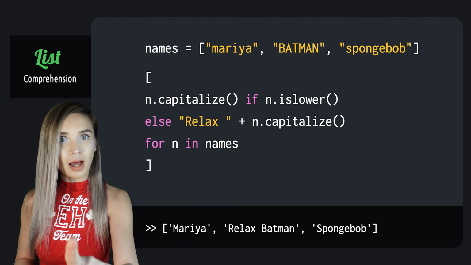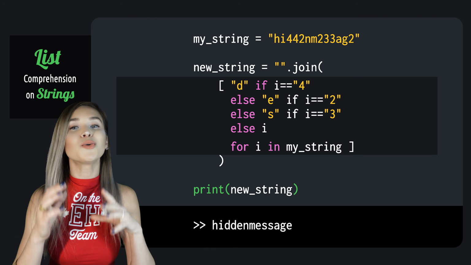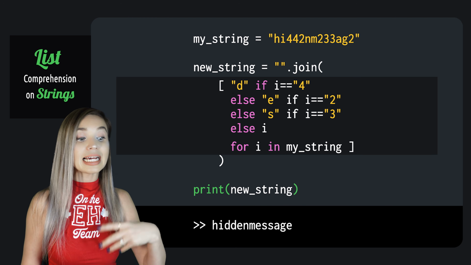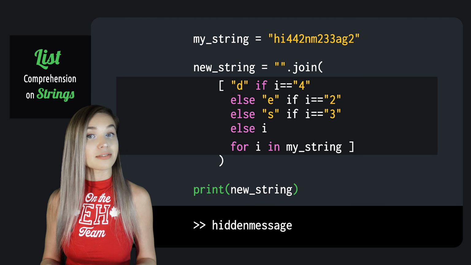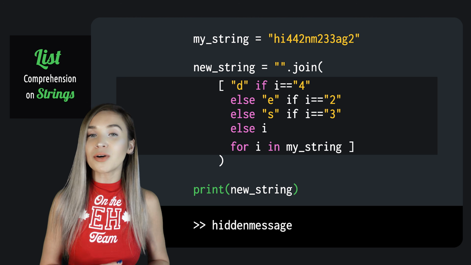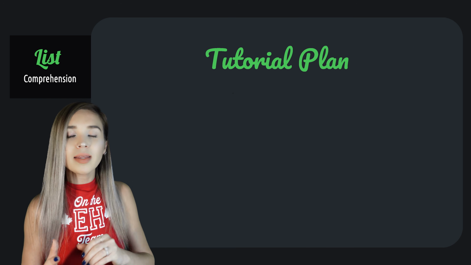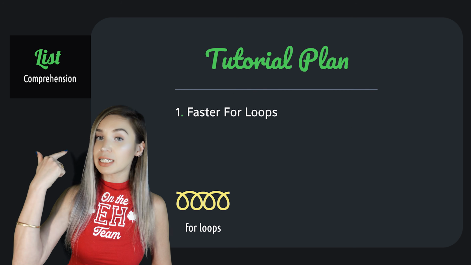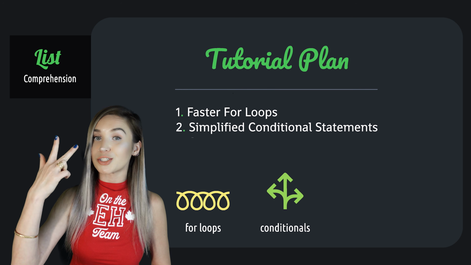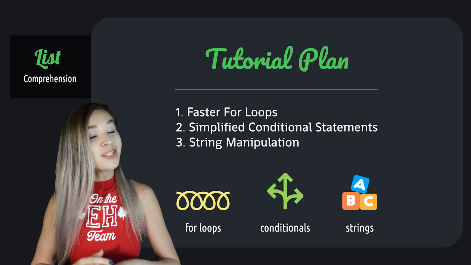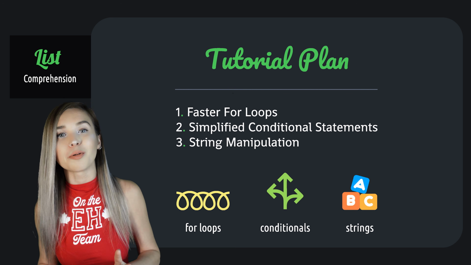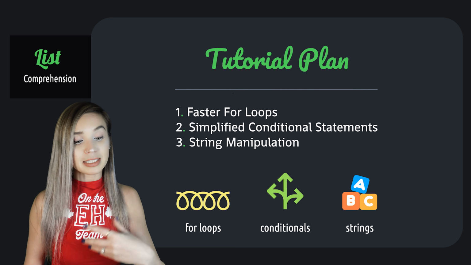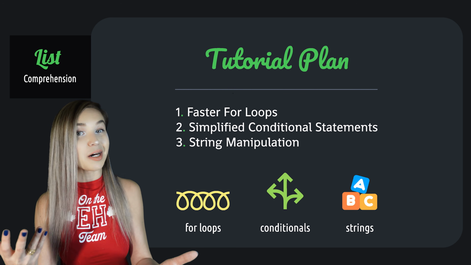But that's not all. We can also use them to customize strings and apply a different set of rules on different characters. So in this tutorial, we will explore all the benefits of list comprehensions in the realm of for loops, conditional statements, as well as string manipulation. So let's begin with the very first example of how to convert a basic for loop into a list comprehension.